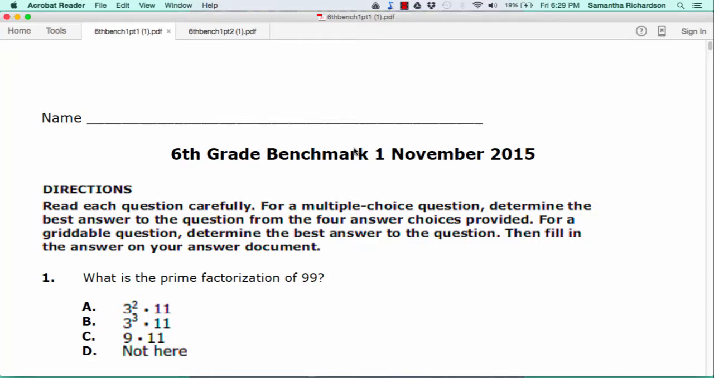This is the 6th grade benchmark 1. Please put your name on your test. The directions. Read each question carefully. For a multiple choice question, determine the best answer to the question from the 4 answer choices provided. For a griddable question, determine the best answer to the question, then fill in the answer on your answer document.